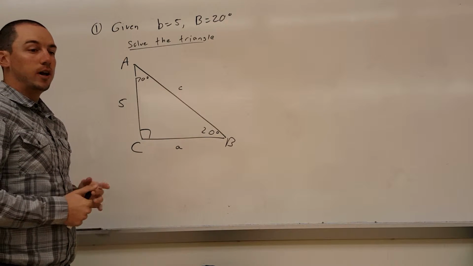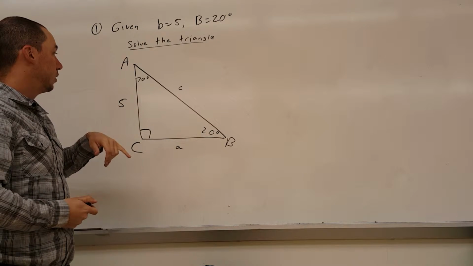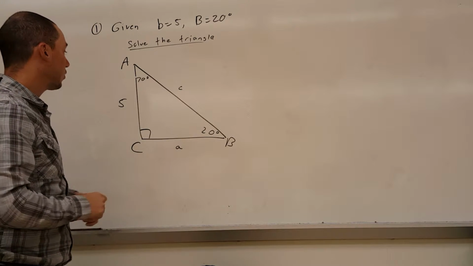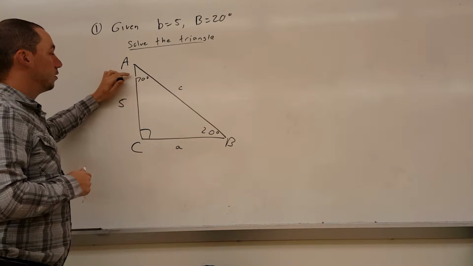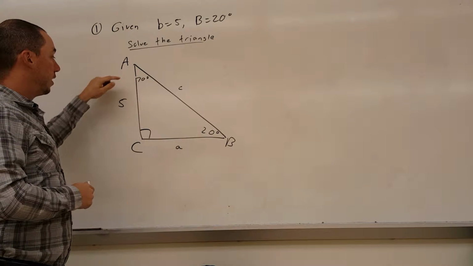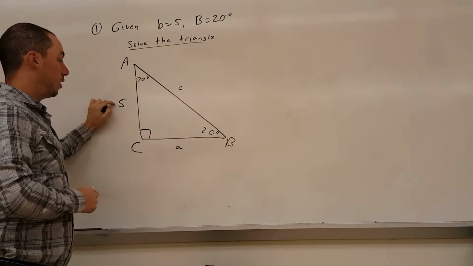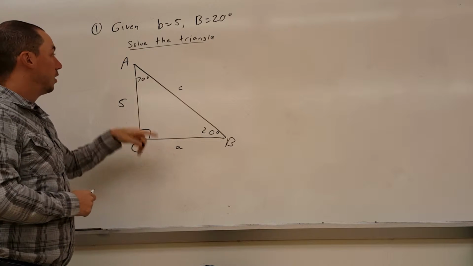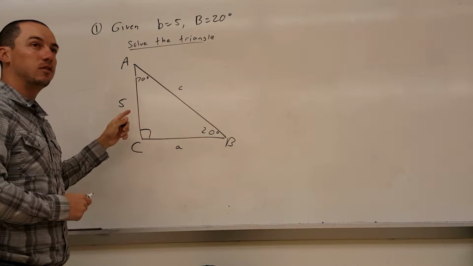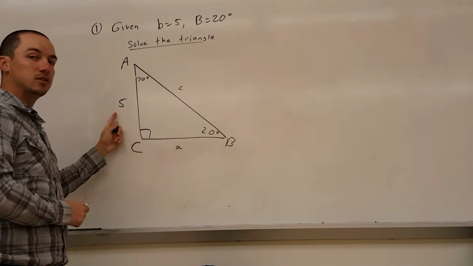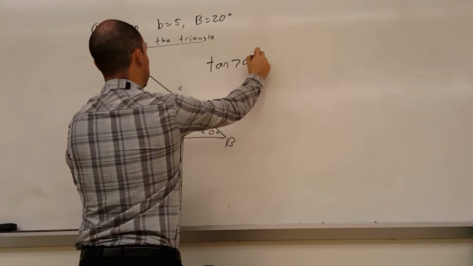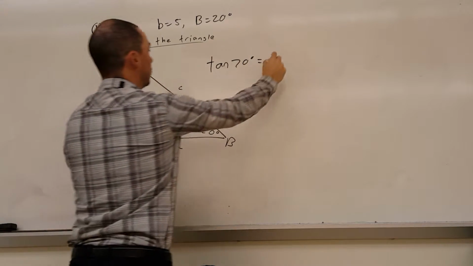Now, usually from here I just pick an angle I want to use. I know I need to solve for c and a. We do one at a time. I know angle A and I have the adjacent side. I want to find the opposite side. So you can think of a trig ratio that uses the opposite and the adjacent. It will be tangent. So the tangent of 70 degrees is equal to opposite over adjacent, a over 5.